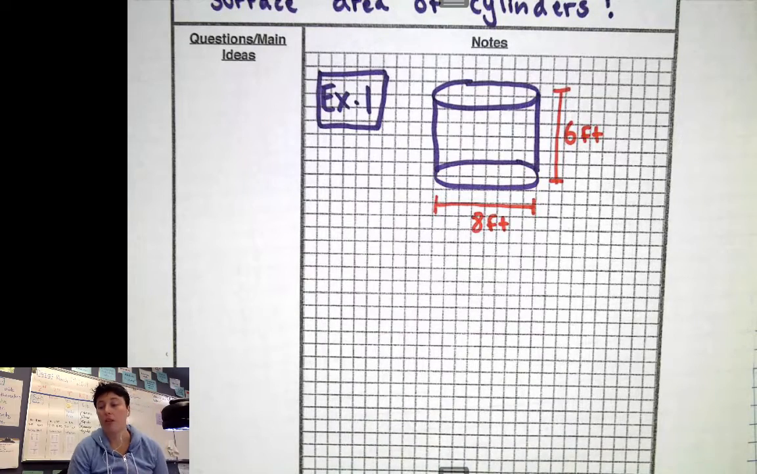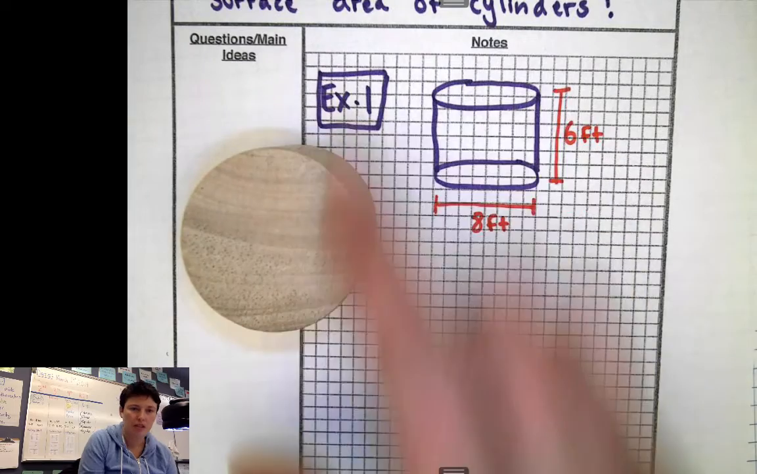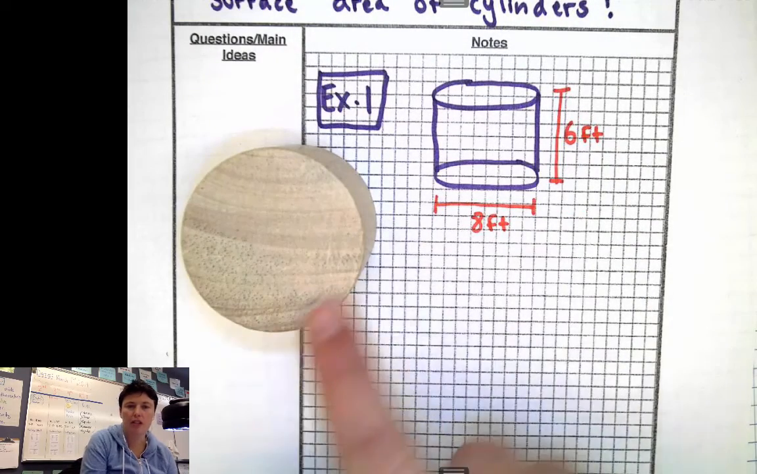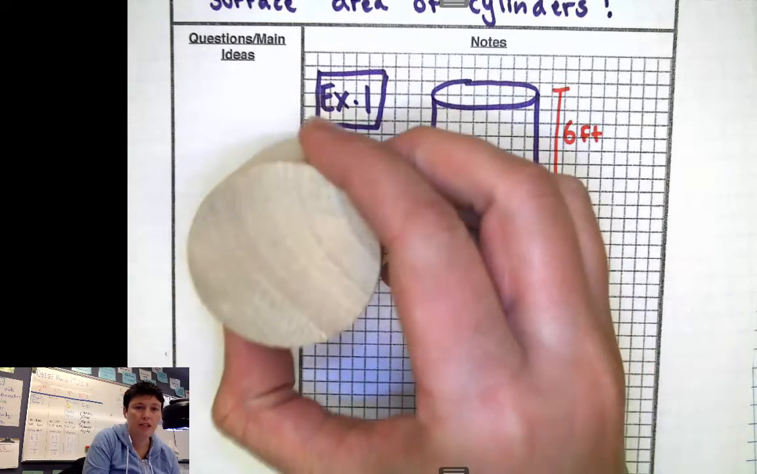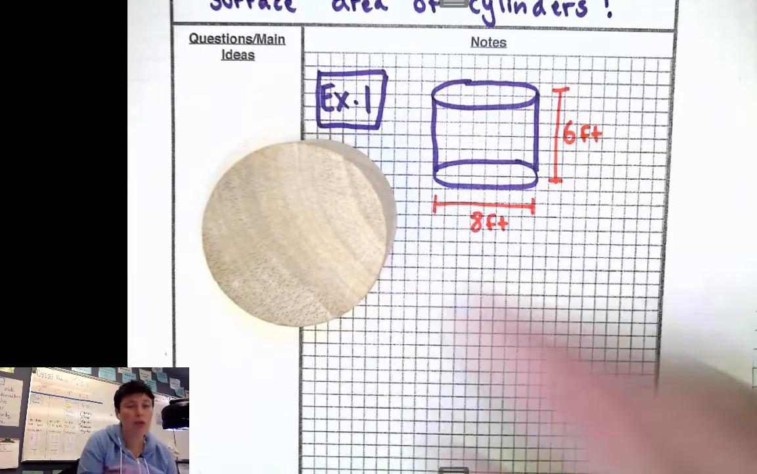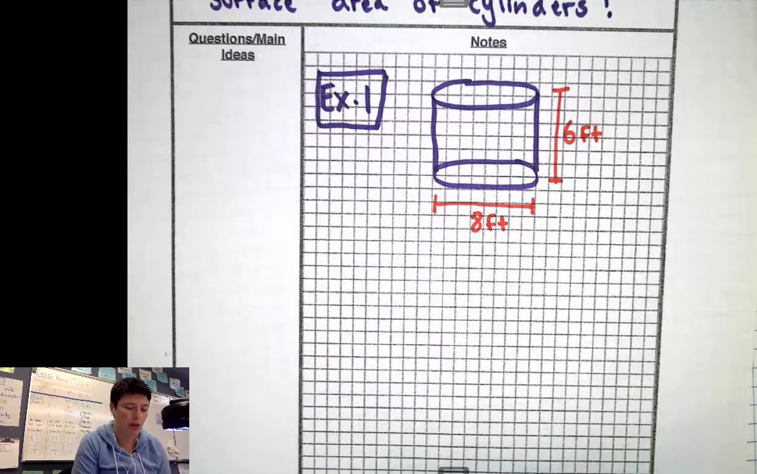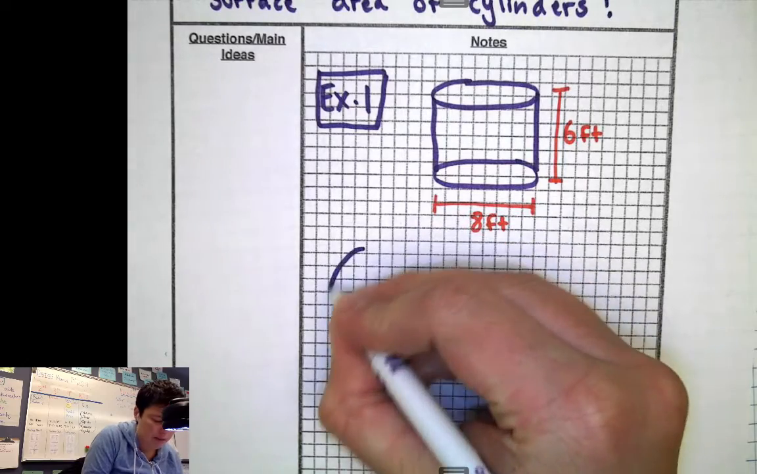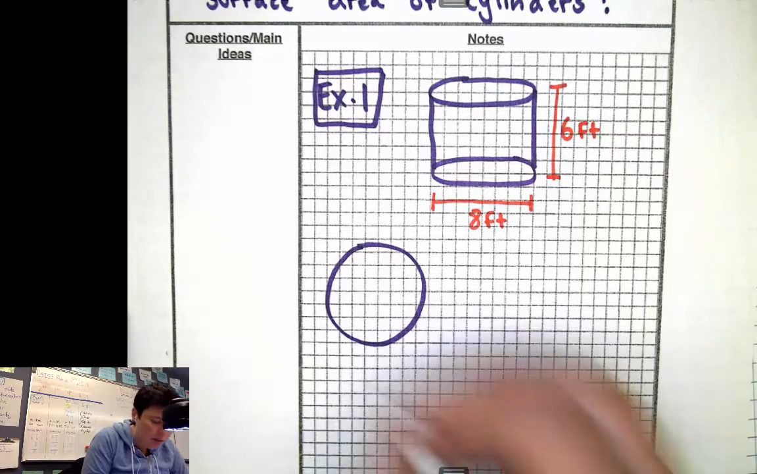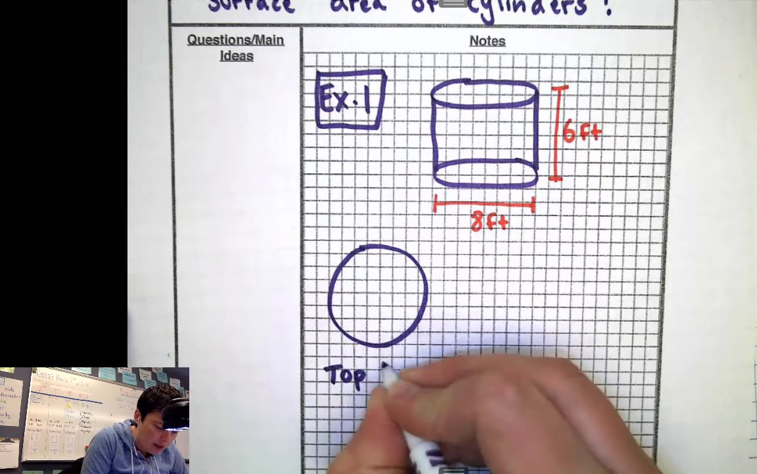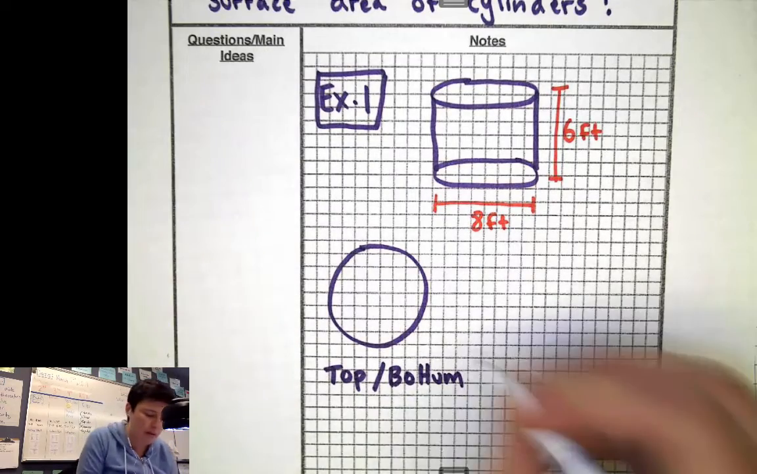Well, what are we going to do? We're going to break it into parts. So here's my block cylinder here. Remember, it has a circular top. So we're going to find the surface area of that circular top. And if I flip this over, it's identical on the other side. So we have 2 circles that we're going to be studying first. What I'm going to do in my notes is draw one of these circles. And this is the top and bottom of our cylinder. So I'm going to label it top/bottom, meaning there's 2 of them. Kind of good to remember.